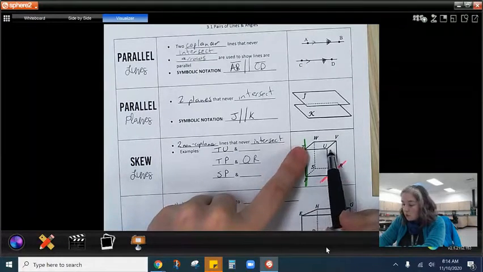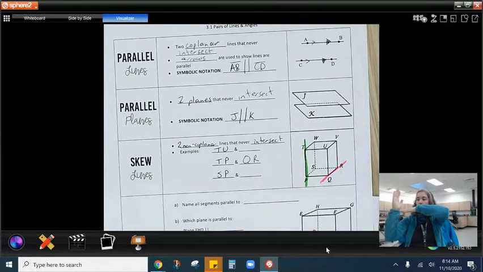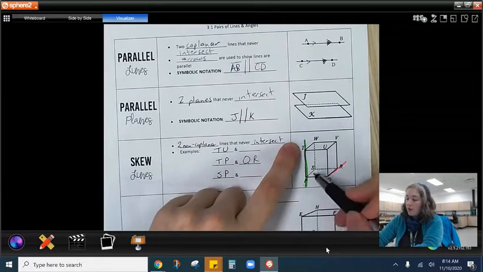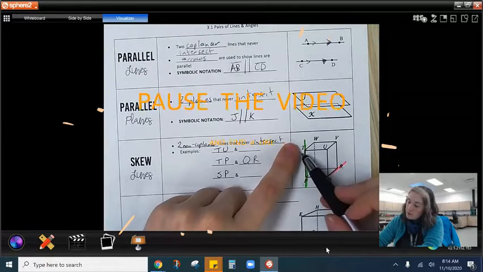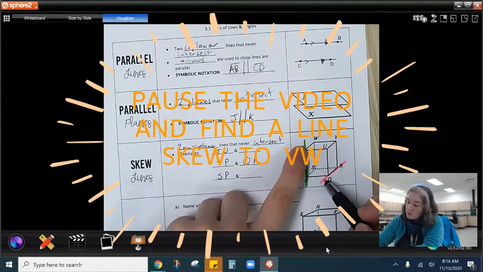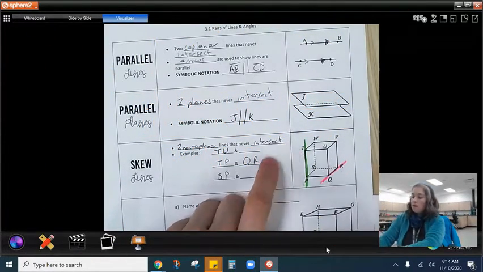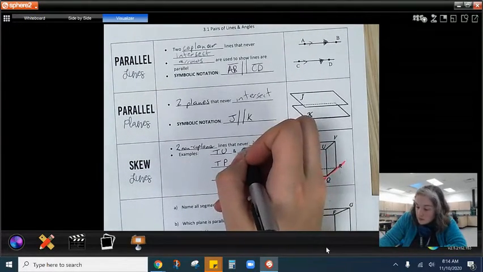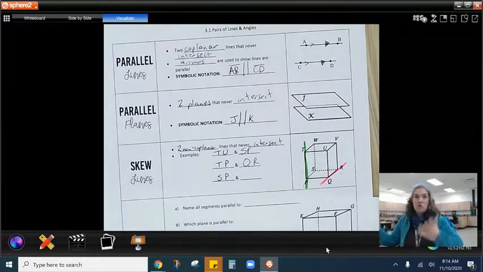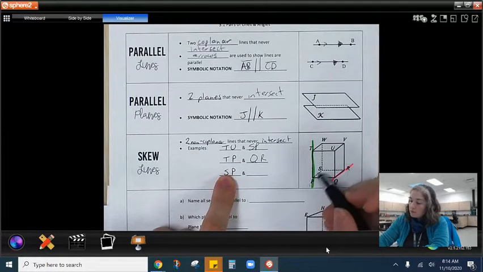So TU would be skew to VR, right? We'd have this guy up here, and then we'd have this guy kind of like that. So VR would work. Another one that would work would be TU and QR. QR would work. WS would work, TU and WS, or TU and SP. So I'm just going to pick SP now. And then the last one, we've got SP here. So it's this guy right there.